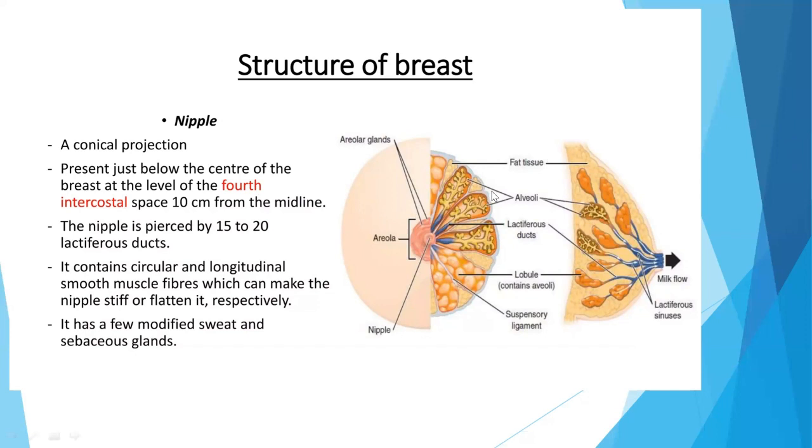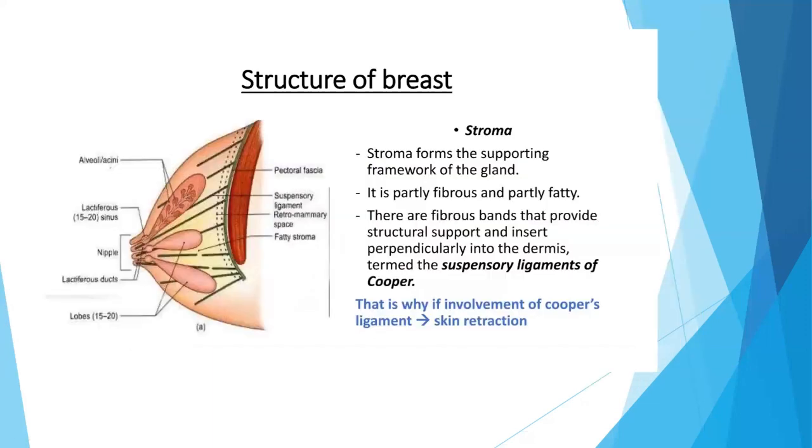Here we can see the fat tissue, the breast alveoli, and then the alveoli connected by the lactiferous ducts, and then there are the lactiferous sinuses, and then there is the nipple through which there is the flow of the milk. So stroma forms the supporting framework of the gland, and it is partly fibrous and partly fatty. There are fibrous bands that provide structural support and insert perpendicularly into the dermis, termed the suspensory ligament of Cooper. That is why involvement of Cooper's ligament will cause skin traction.